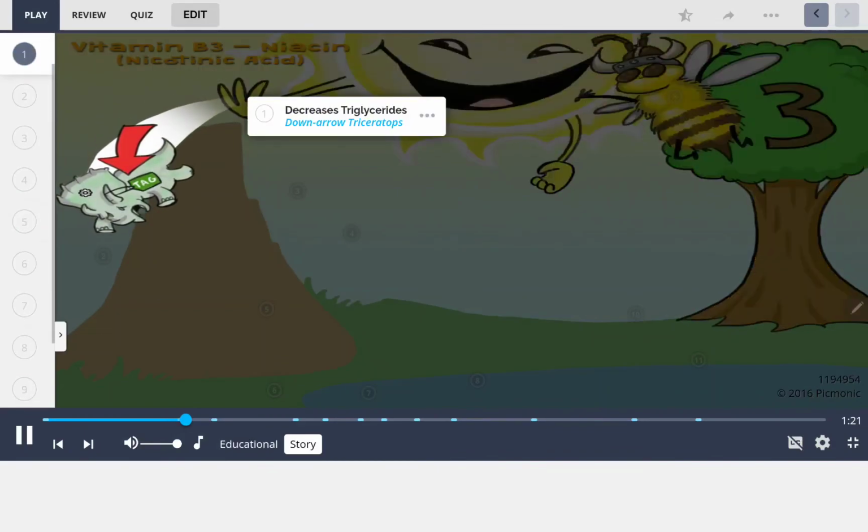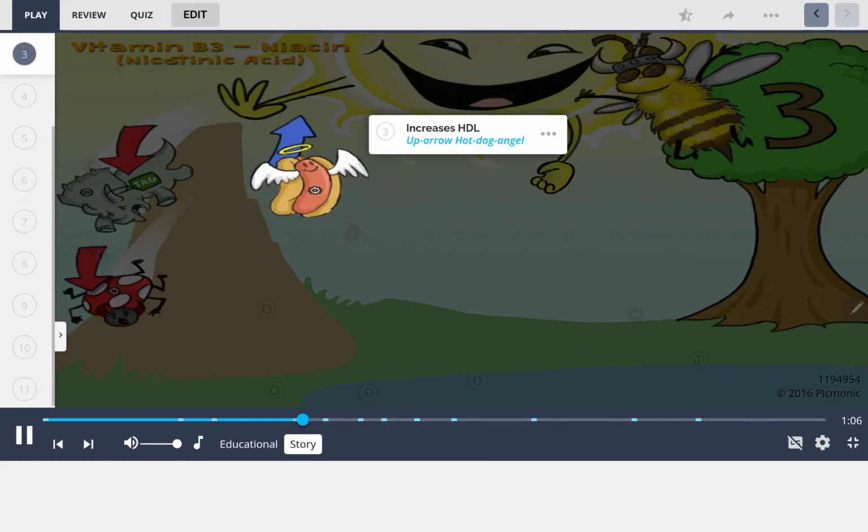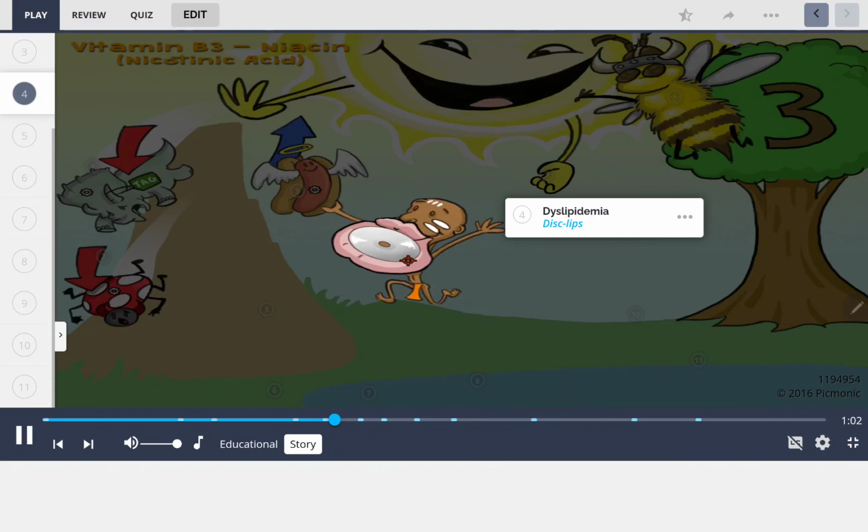And the sun replies by shoving the predator, Triceratops, down a cliff. And then he finds the pests that were eating their crops, the ladybug devil, and he tosses it down the cliff as well. Without the beasts or the pests, the land was plentiful yet again. And everyone rejoiced and ate up-arrow hot dog angels. The natives wore big discs in their lips to show their gratitude towards the sun.